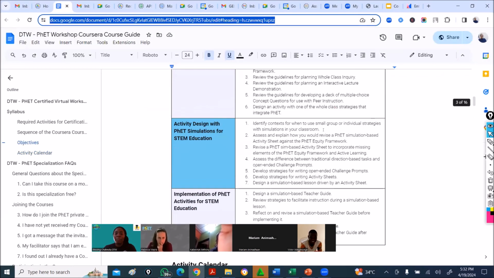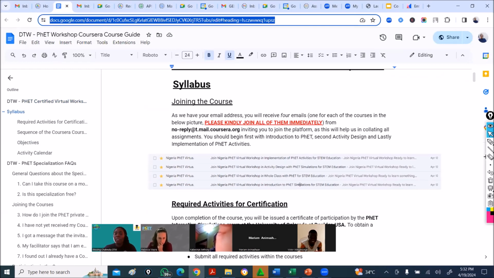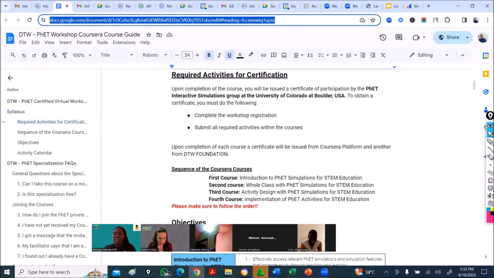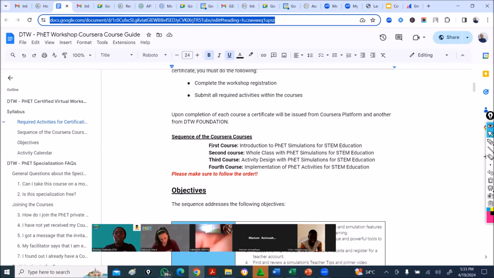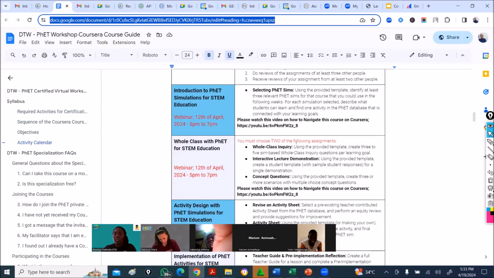As I've stated in the document, which I shared on the group, it's in red here. Please kindly join all of them immediately, and this is it. So I advise everyone to please read this document. I know it's a bit of a long read, but it's an online virtual course, so most of it is reading. Please read this document. You have to start with the first course, introduction, go to the second, then the third, and all the schedule is here.